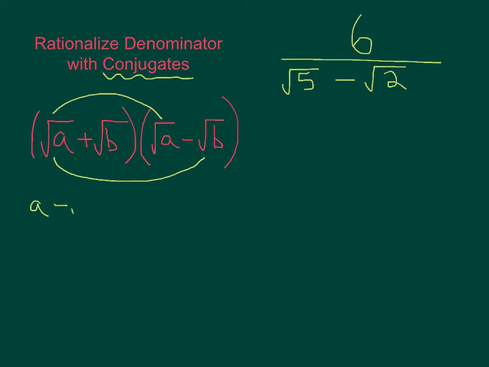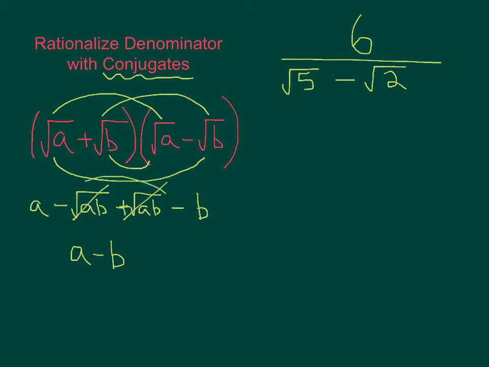this would be minus the square root of ab. And then inside, plus the square root of ab. And then last, the square root of b times negative the square root of b would be minus b. And then our middle terms cancel out, and we're left with a minus b. So whenever you multiply a binomial by its conjugate, it will always cancel out any square roots and leave you with an integer. So that's what we need to do in order to rationalize our denominator.